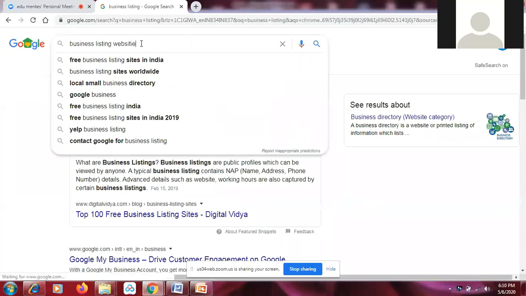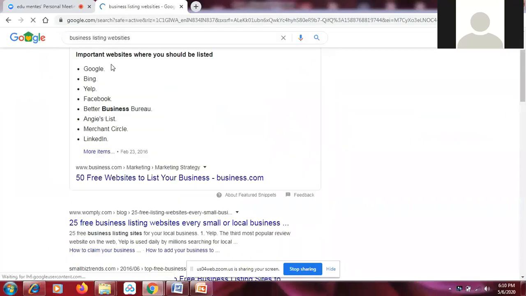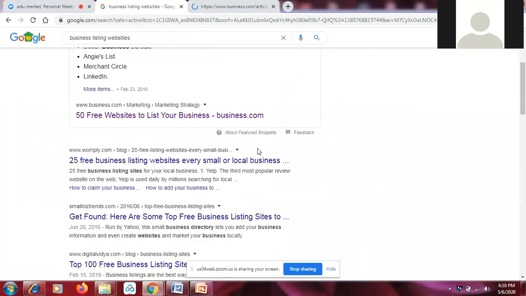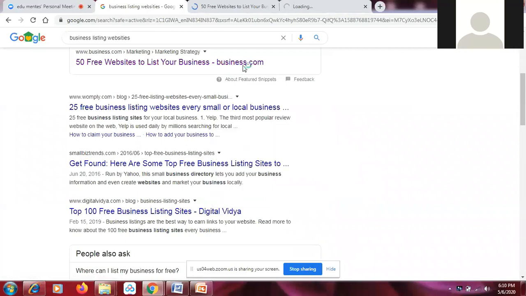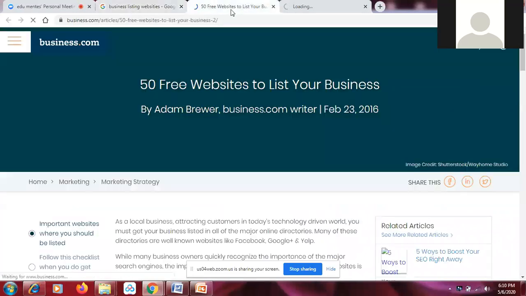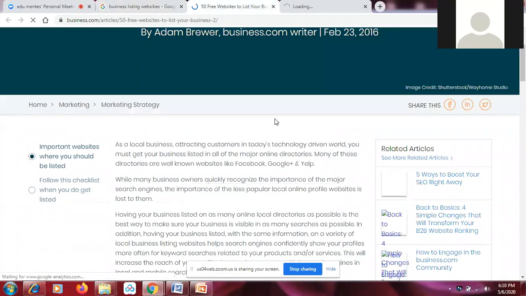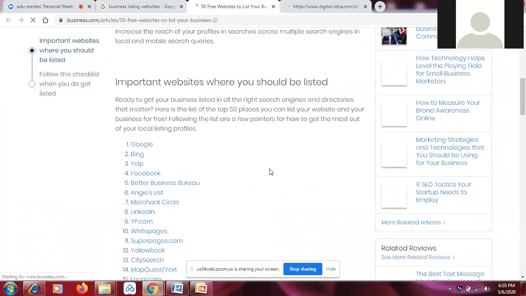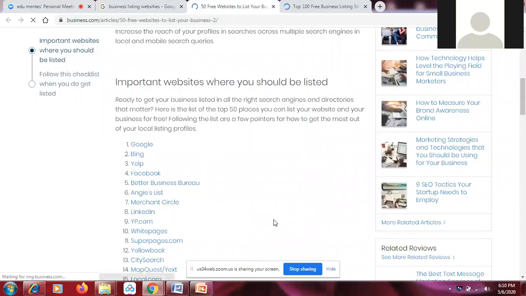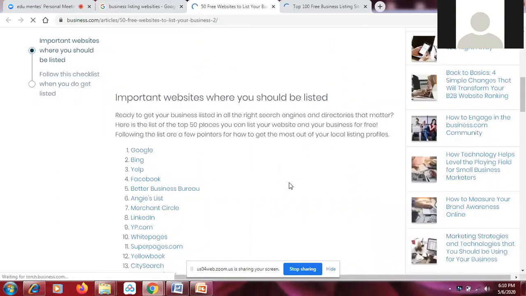So let's say you can see Google. You have Google business listing. You can list in Bing. You can mention your address in Facebook. Then there are other free websites, like it is saying 50. Some will give 100, like Digital Vidya is giving 100. So we can see what the listing websites are. Some we know, some we don't know. When you are working for a company, you can list your company's address in every one of these sites, and if you want more, you can search for more listing sites.